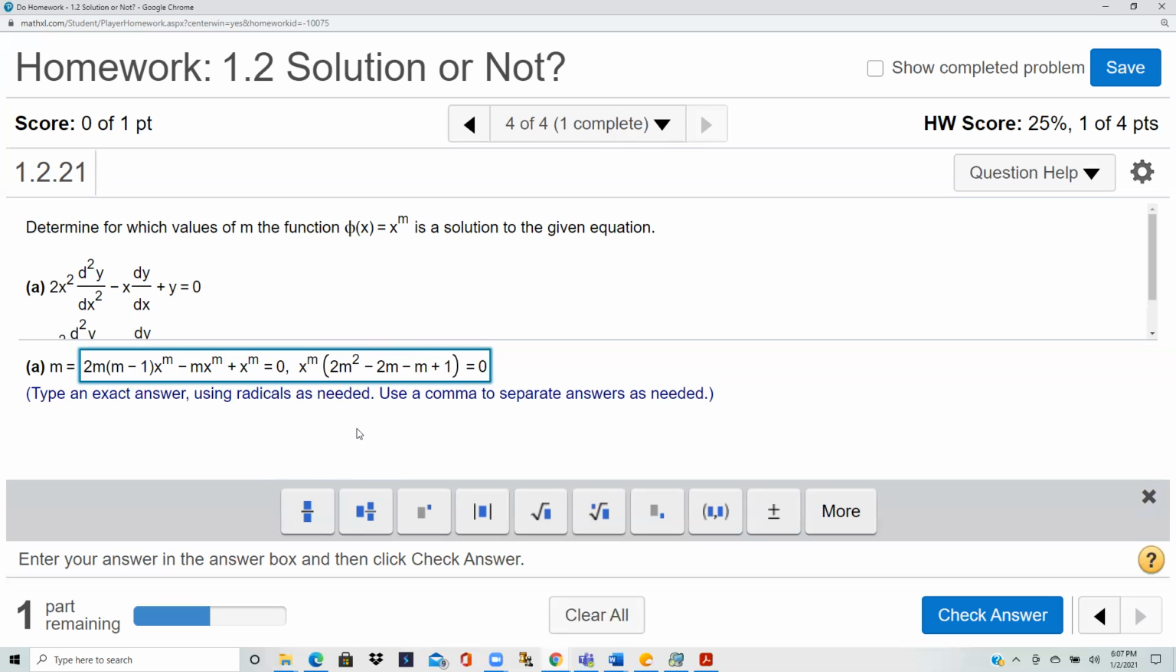Can even erase this one. So now you know that an exponential function is never 0. So it's this part which needs to be 0. So I can erase all the other things. So x to the m is not 0. So the other part is 0. And now this is 2m squared minus m plus 1. Minus 3m plus 1. These two combine to negative 3m.